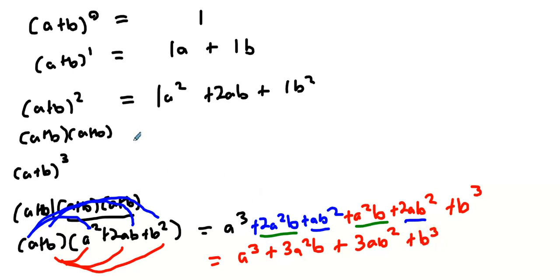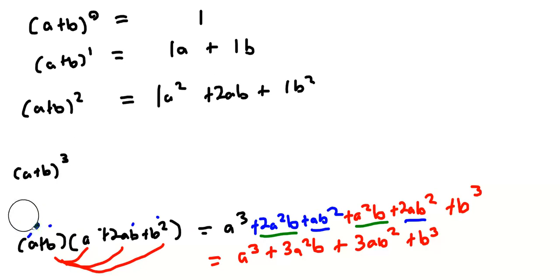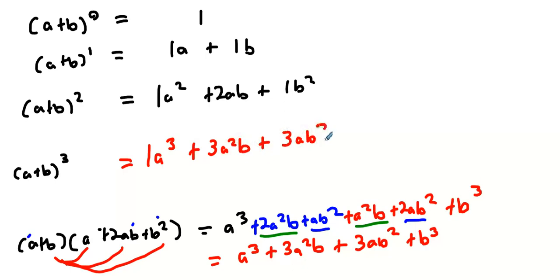Now, so a plus b to the power 3 then turns into what? What is a plus b to the power 3? It's 1a cubed, yeah, plus 3a squared b plus 3ab squared plus 1b to the power of 3. Everybody cool with that? Right, pause again.